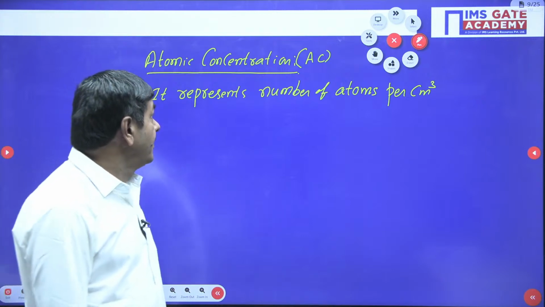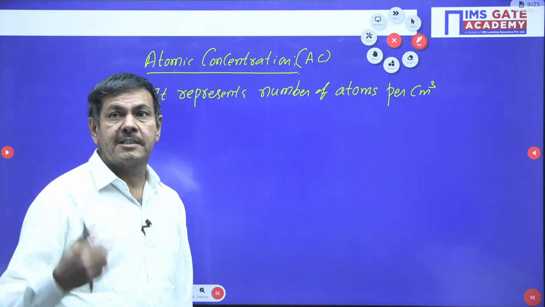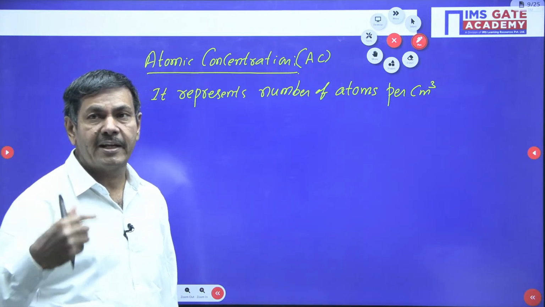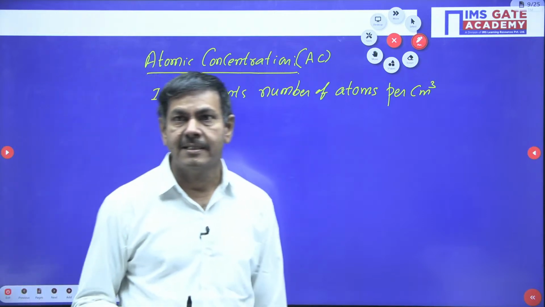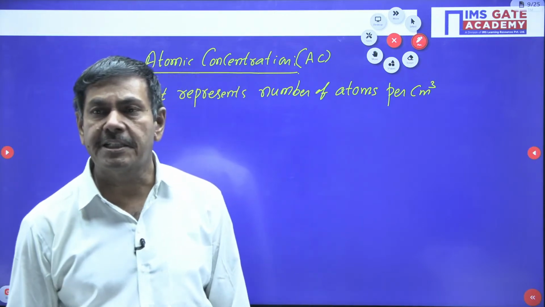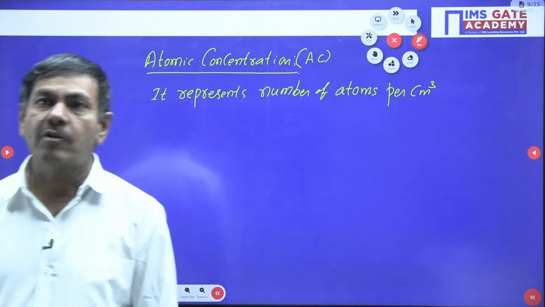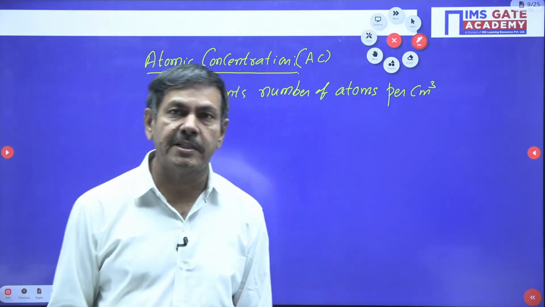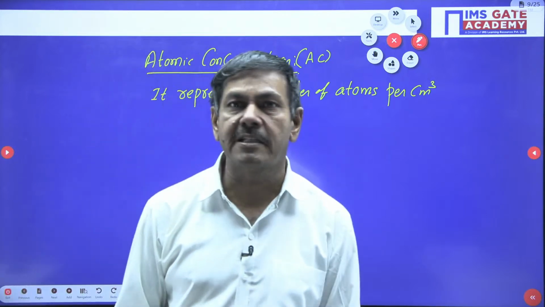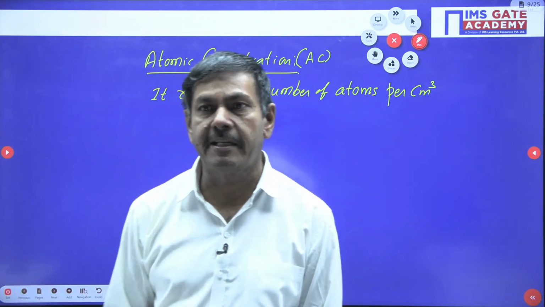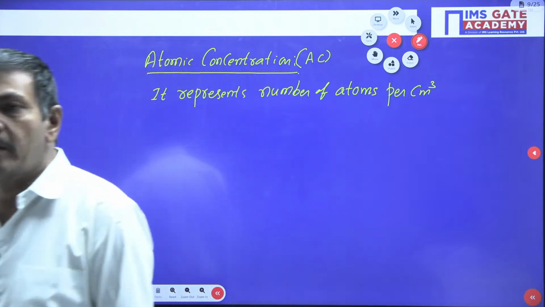Understand my point now. Suppose atomic concentration is increasing more and more. Then what happens? The concentration of electrons in the material also increases. If the atomic concentration is reducing, then the concentration of electrons existing in the material will also go down.